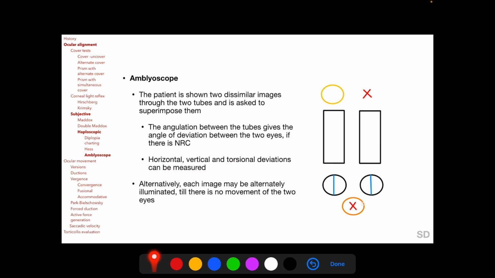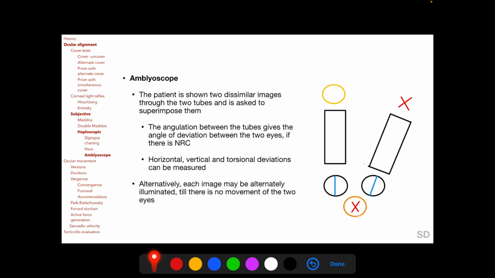So when a patient with normally aligned eyes perceives a single superimposed image, the angle between the two tubes is 0. But a strabismus patient with misaligned visual axis cannot superimpose the two dissimilar images when the tubes are parallel to each other. And when the strabismic patient is asked to superimpose the two images by rotating one of the tubes, the two images will be superimposed when the angle between the two tubes is equal to the angle of deviation between the two eyes.